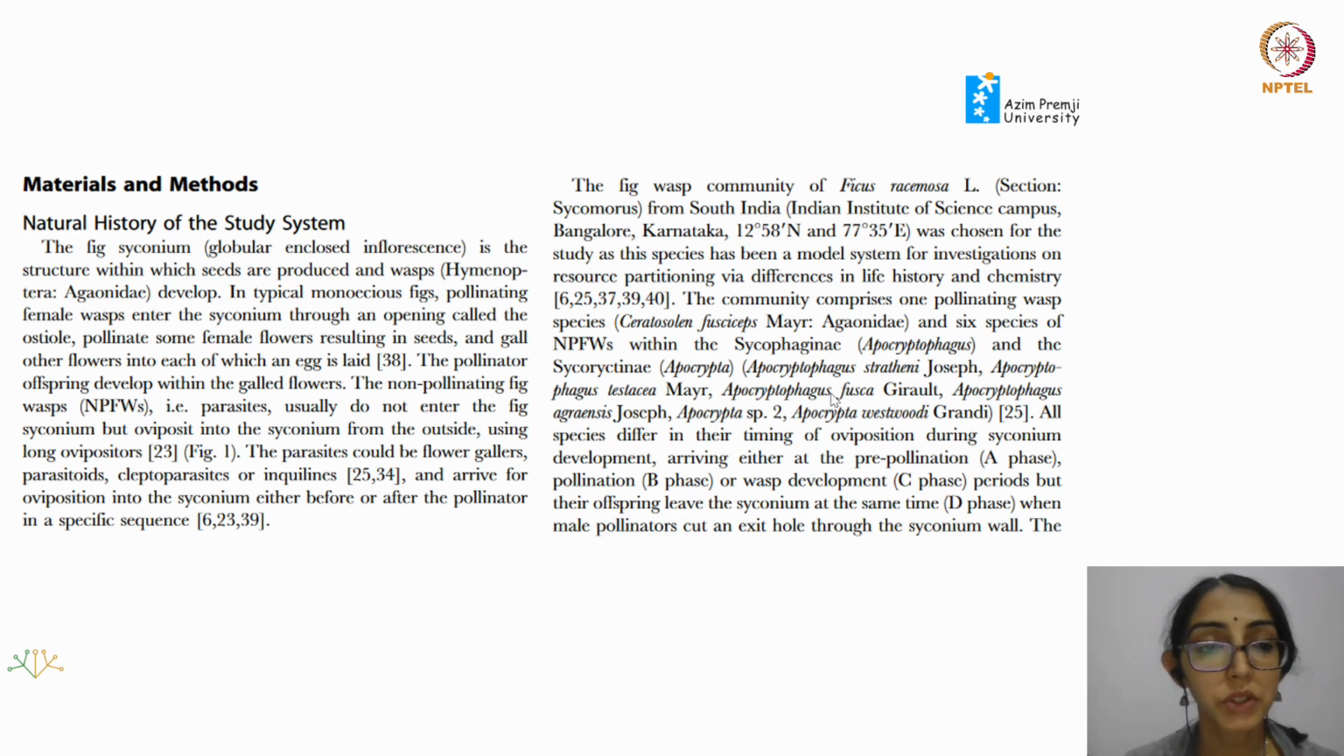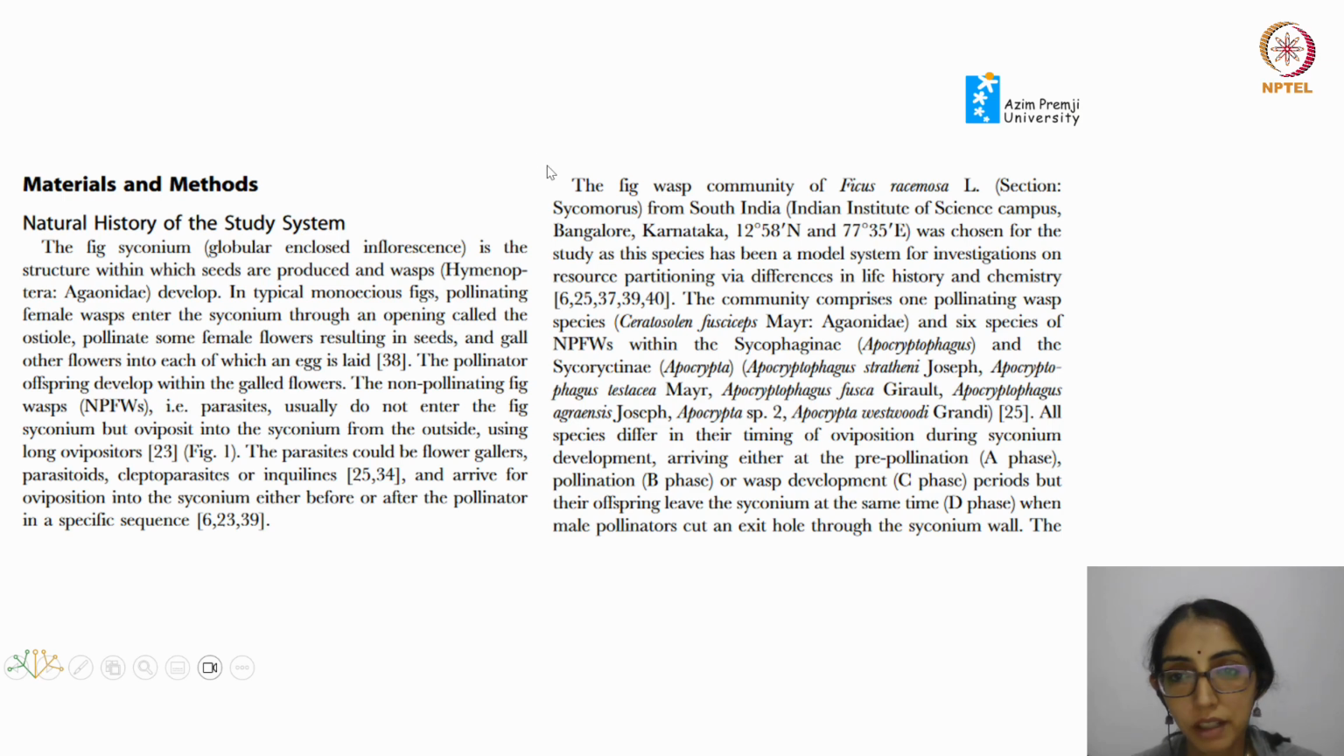So hopefully you've had a chance to read through, and what you will have realized is that in the first paragraph, what they've outlined is what the fig syconium is, right? And what kinds of things you can find inside the fig syconium. Right away they've defined the fig syconium as the globular enclosed inflorescence, right? So you don't actually ever see the flowers of the fig tree because the flowers are inside this enclosed globule, the syconium itself. And then it goes on to tell you about what is contained inside the syconium.